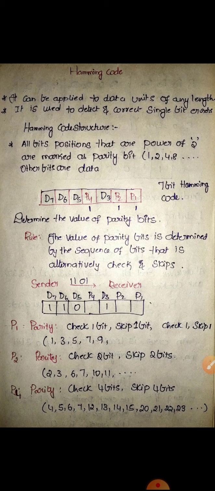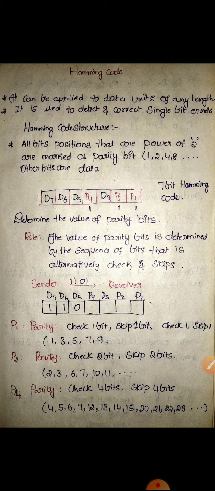But what is the Hamming code structure? How are we going to find out the Hamming code structure? First of all, bit positions that are a power of 2 are marked as parity bits. Marked as a parity bit means 2 power 0 is 1, 2 power 1 is 2, 2 power 2 is 4, 2 power 3 is 8. So all these positions 1, 2, 4, 8, 16, 32 are marked as parity bits, and we'll consider the other bits as data bits.